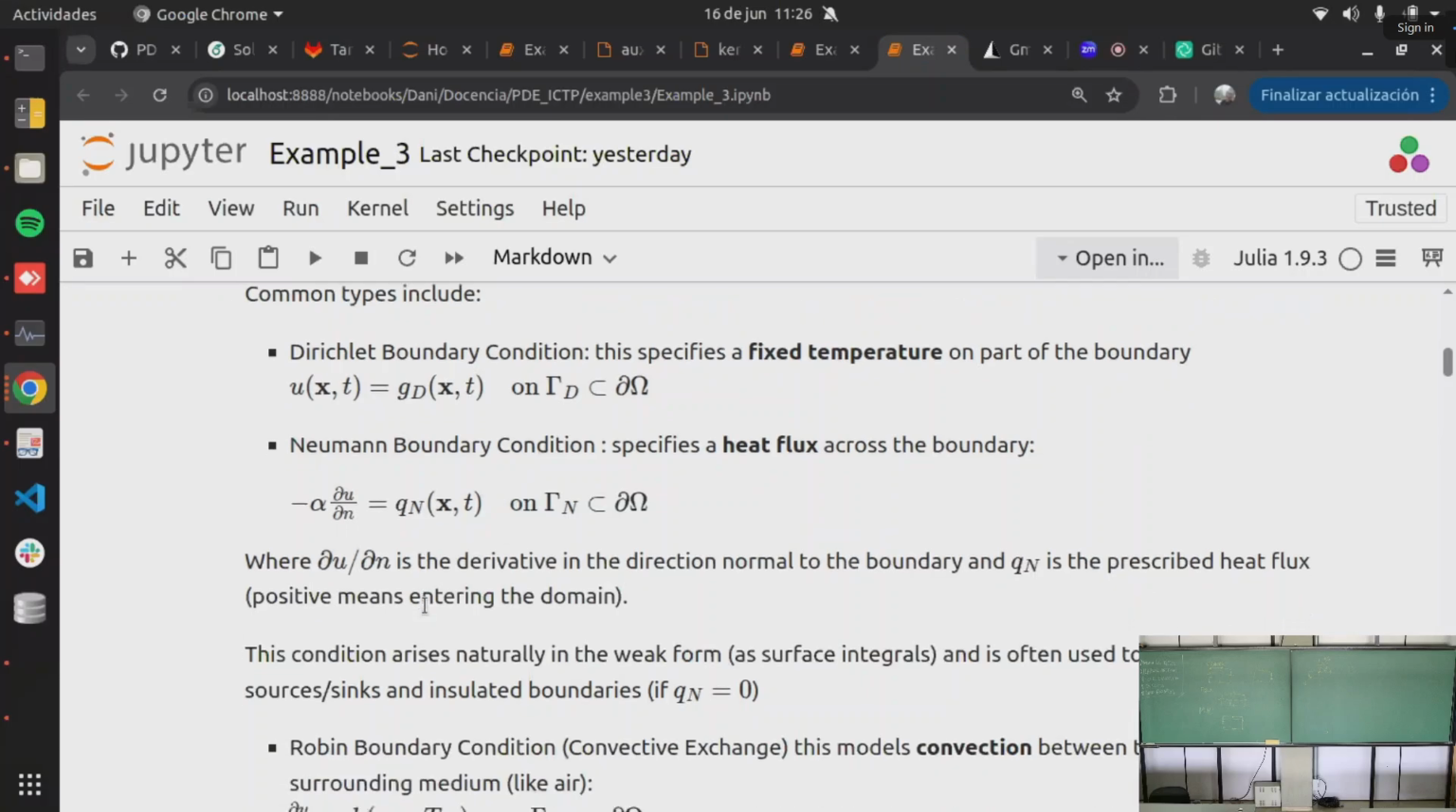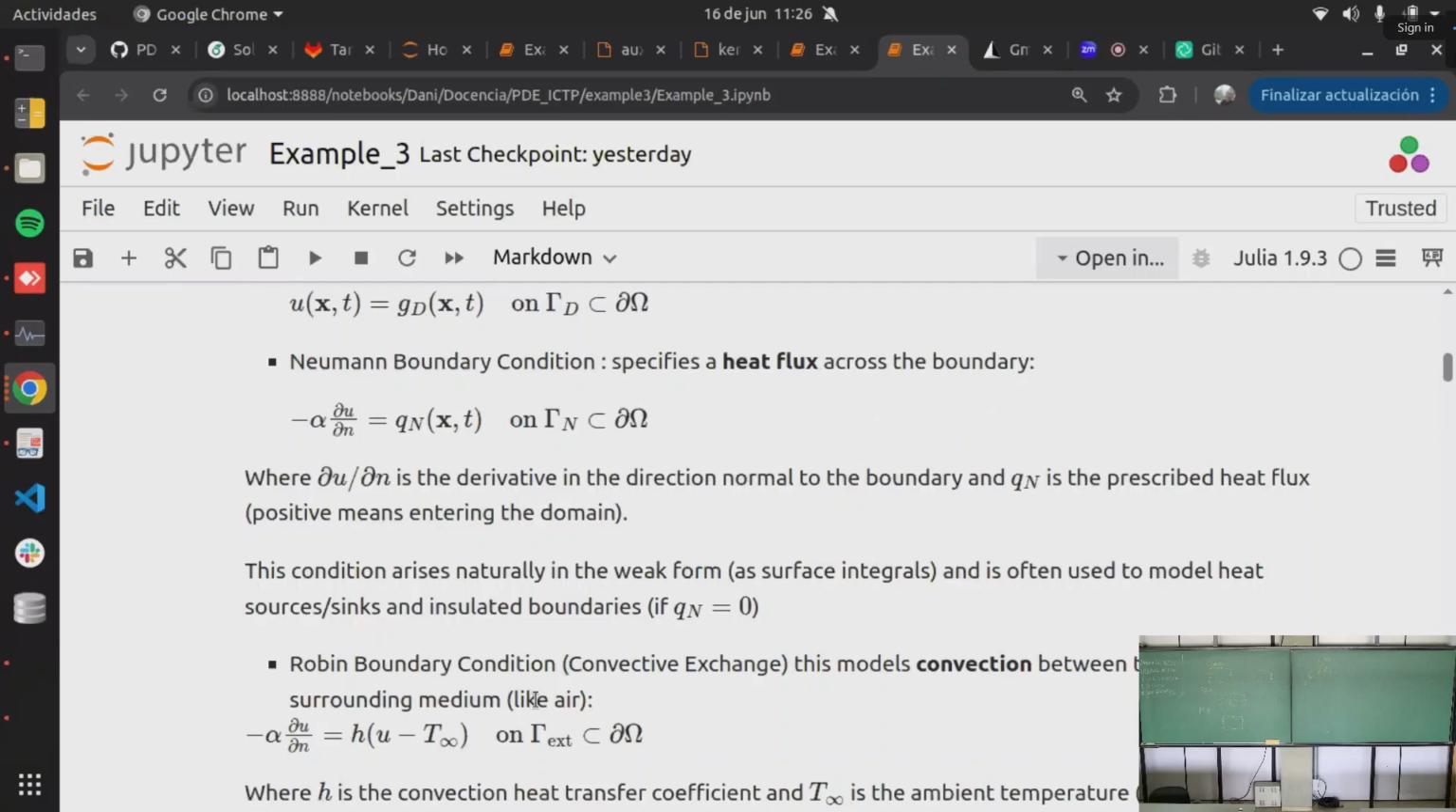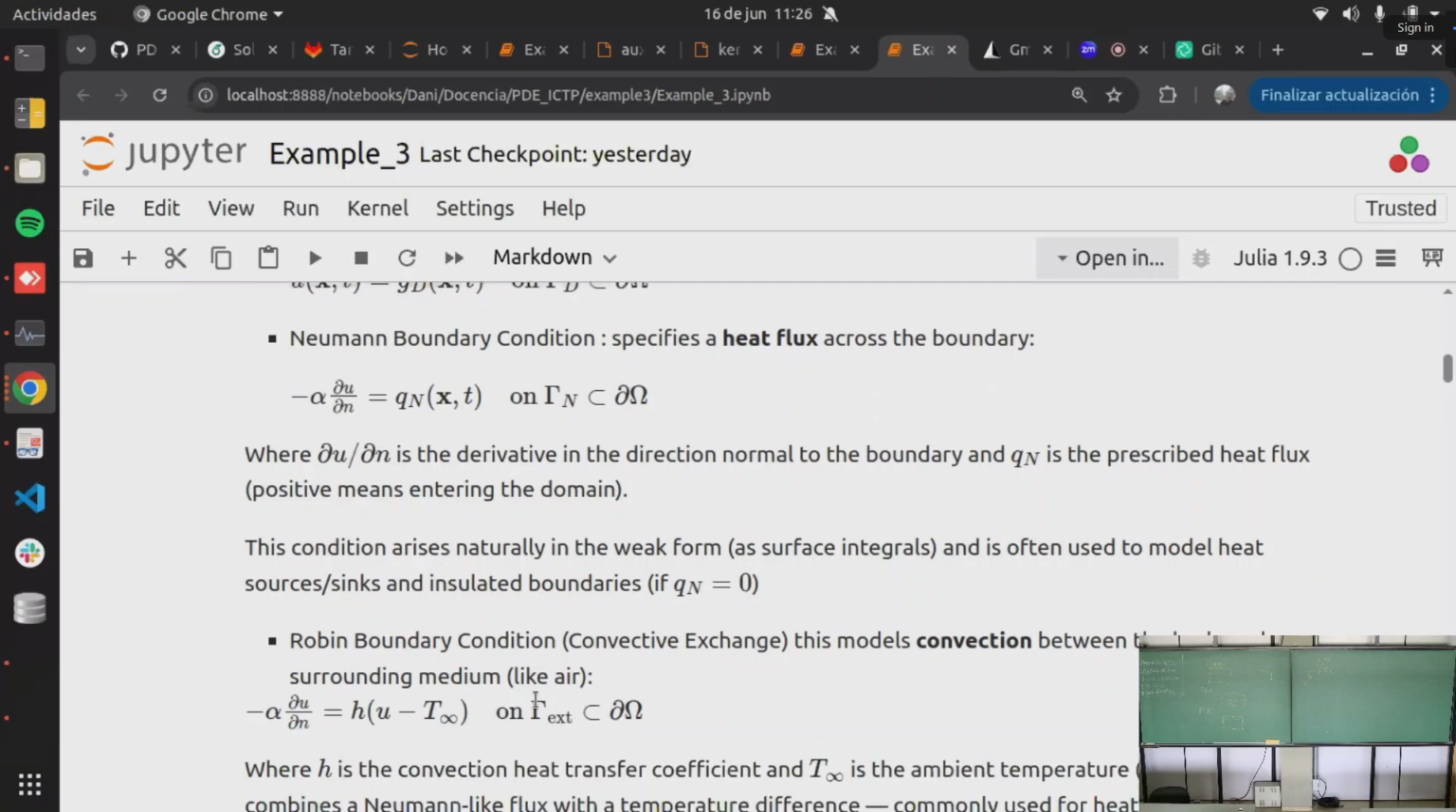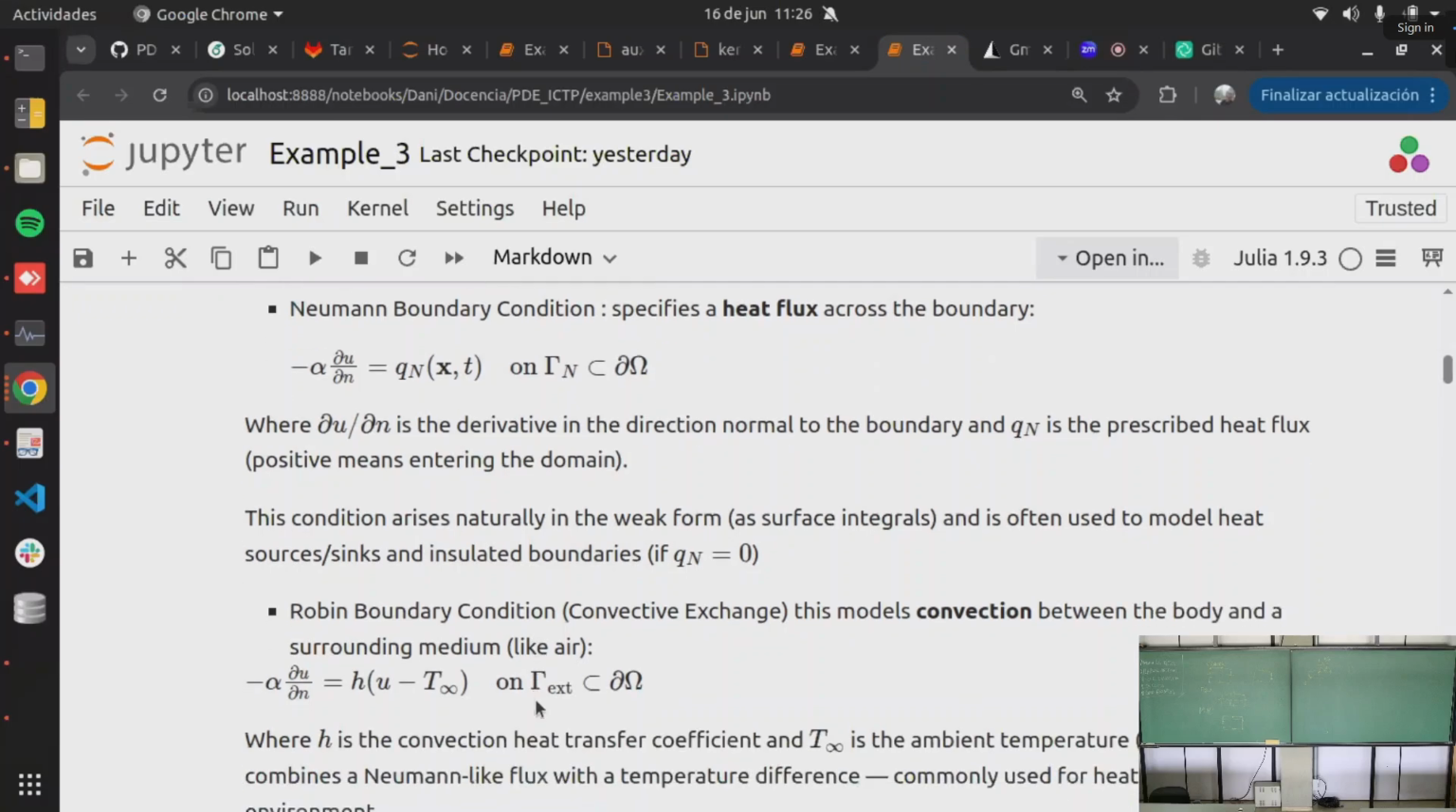And another condition that we impose after this toy model is the Robin boundary condition, which models a convection between a body and the surrounding medium, like air. In this case, it means that the body is losing energy by convection between it and the medium.